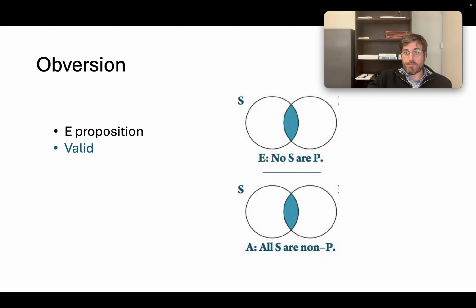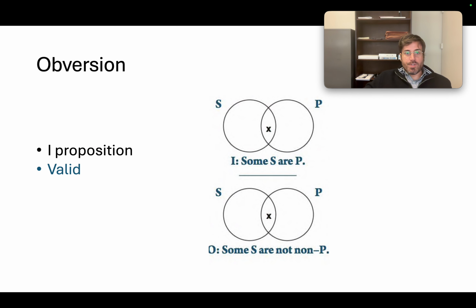Now we're moving on the obverse to particulars. For I propositions, our particular affirmatives, we begin with some S are P, and the obverse of the I proposition becomes some S are not non-P, and we do have logical equivalence here. In order to indicate some S are not non-P, we need an X in region 2 to indicate that there is at least one S that is definitely not a non-P. I know that is a little bit logically quirky and a little bit semantically difficult to follow, but that is the visual representation of some S are not non-P.